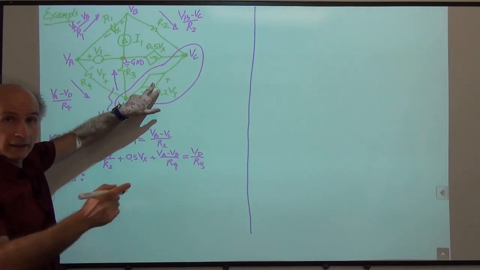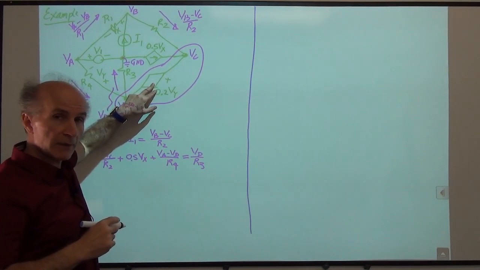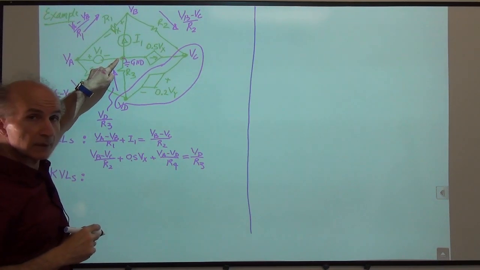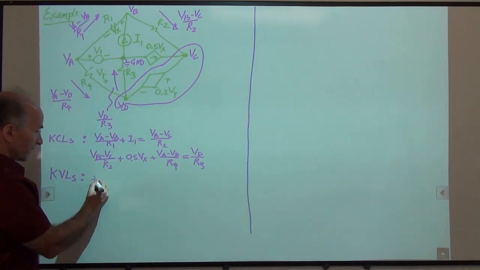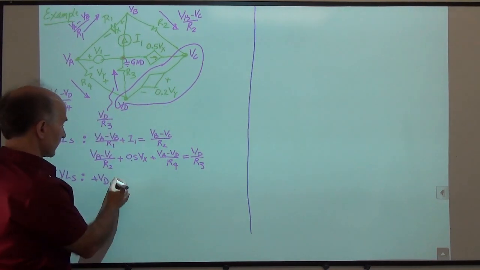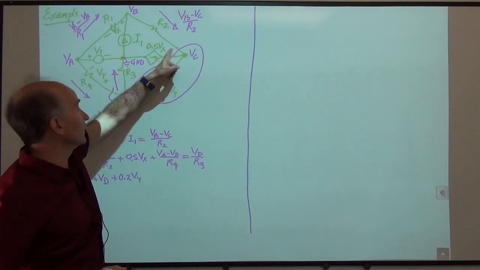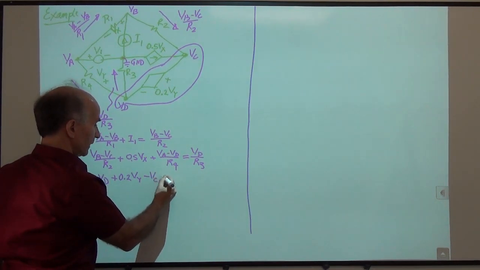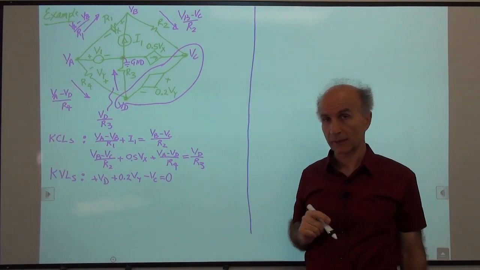Okay, so for this guy, again, you got to go back to the picture we had on the previous page and make sure you do this very carefully so that we don't get confused about the signs. All right, VD. VD has its positive here, its negative at ground. So let's start with VD. Going from ground to VD, going up the potential, so plus VD. Now going across this voltage source, going from low to high, so that's also plus 0.2 VY. And then from VC back to ground, going from high potential to low potential, so minus VC equals zero. That's a KVL involving one of the voltage sources in the circuit.